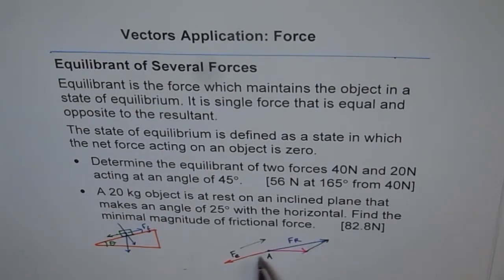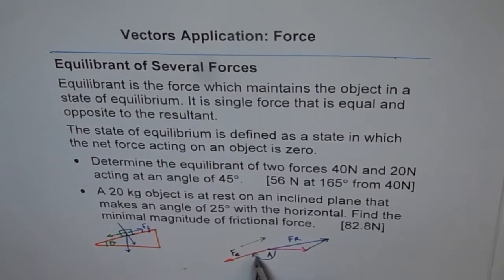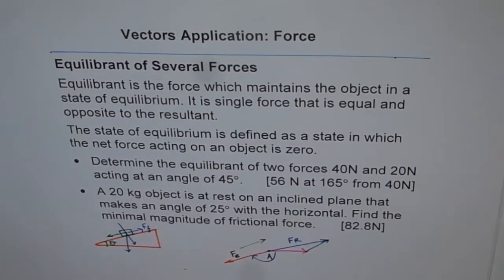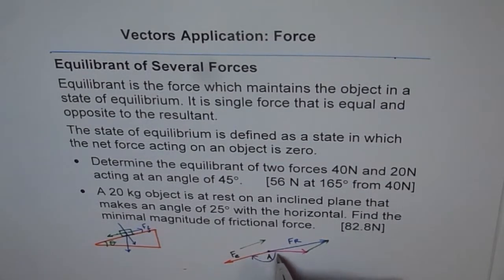So the magnitude of the equilibrant force will be the same as the resultant, but the direction will be opposite. So try to find this angle from one force, right? That should give you the answer. Now I prefer you write it depending on how you write the angle. So that is how you should be doing it.